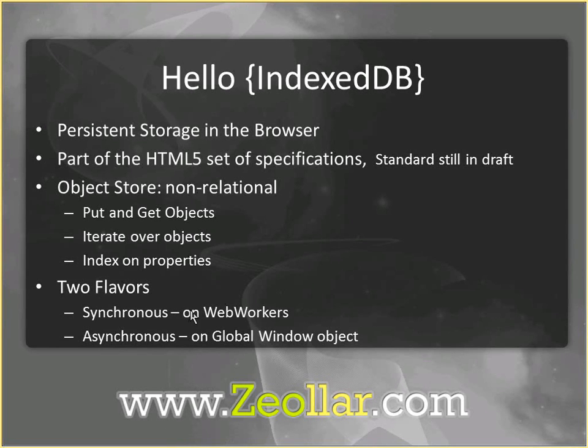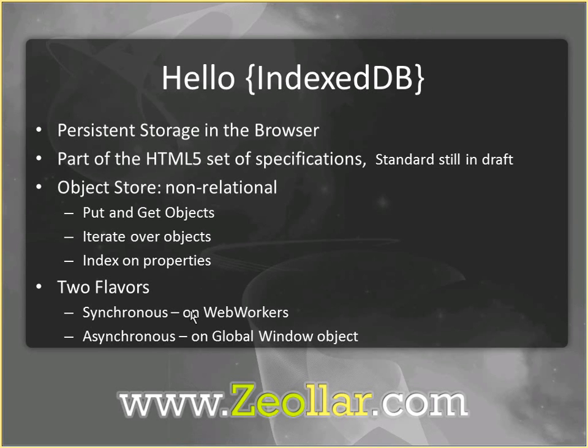To give you a quick example of what IndexedDB looks like, in short, IndexedDB is just an object store. It is not relational, and it gives you the capabilities to put and get objects. Additionally, it also gives you the power to iterate over these objects in any sorting format that you want. You can create indexes over properties and pick and choose properties that you would like.